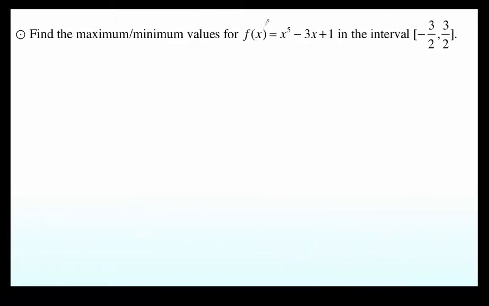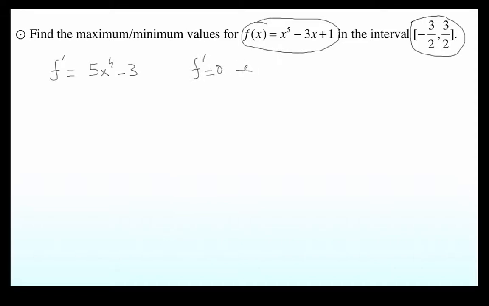Using what we have learned, let's calculate the maximum and minimum values for this function, x to the power 5 minus 3x plus 1. Not for all values of x, but just for those which lie within this interval. X goes from minus 3 by 2 to plus 3 by 2. The first derivative, f prime, is 5x to the 4 minus 3. F prime equals 0 means that x to the 4 must be equal to 3 by 5.